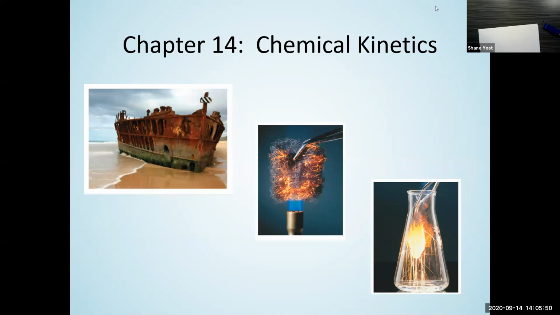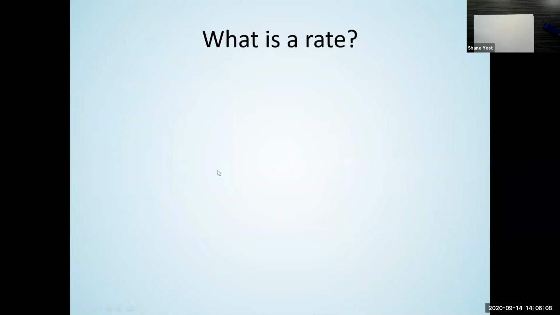All right. Okay. So chapter 14 is the discussion of chemical kinetics. Okay. Right. So the first thing we need to ask ourselves, what are chemical kinetics related to? And that is the discussion of rate. Chemical kinetics is related with rate, related with speed.